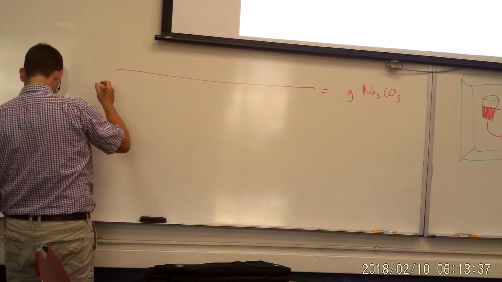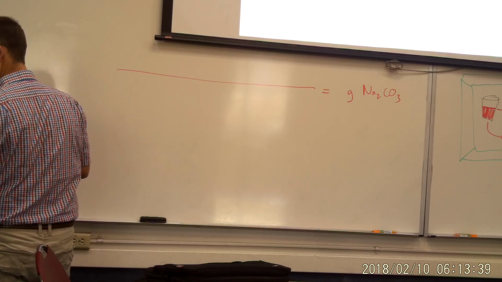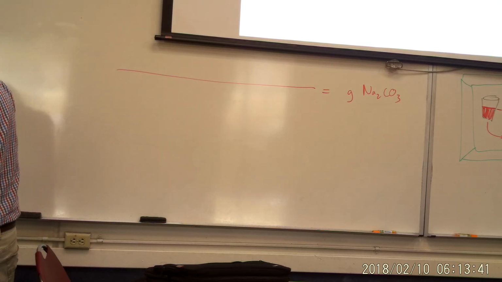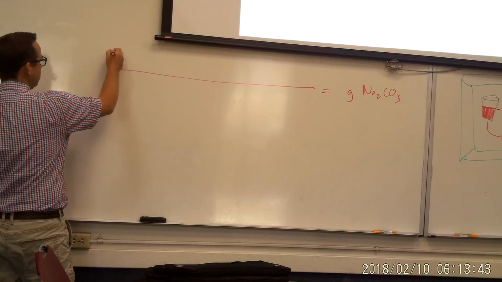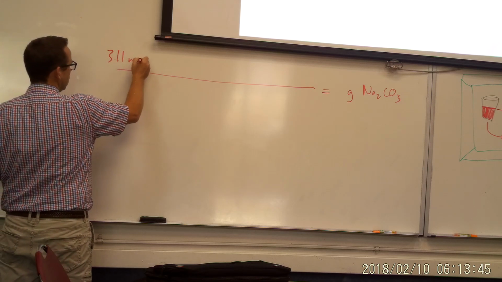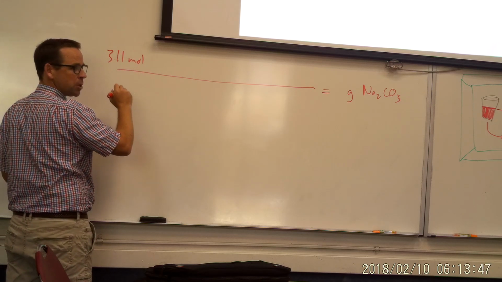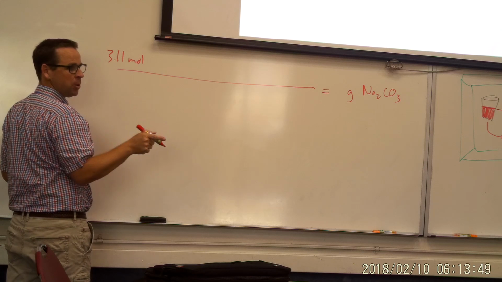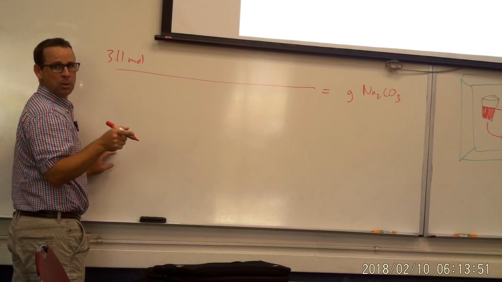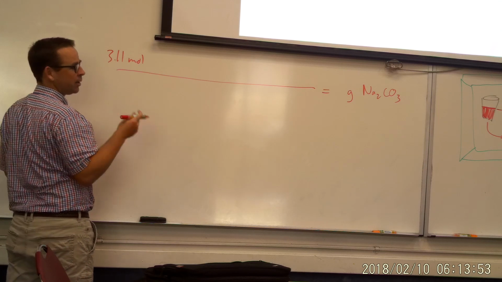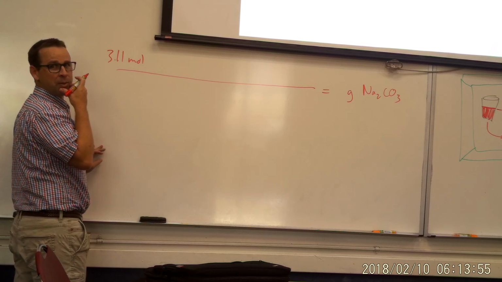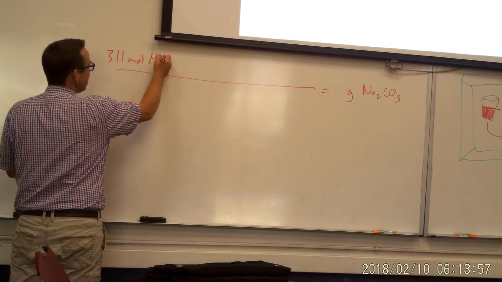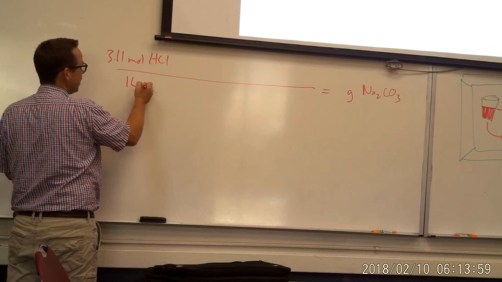What are we going to start with over here? 3.11 moles of HCl for every 1 liter of solution.